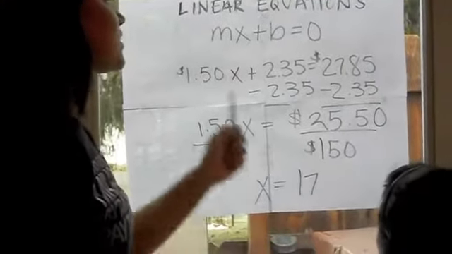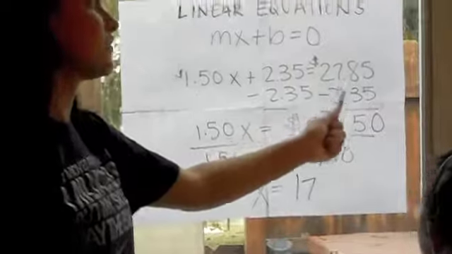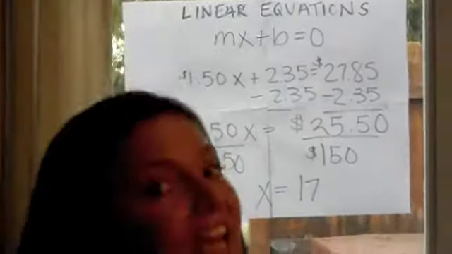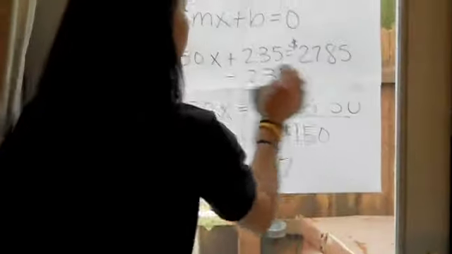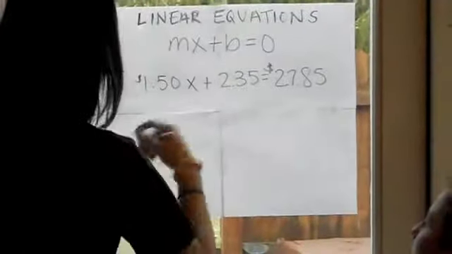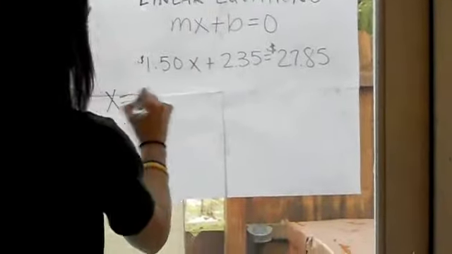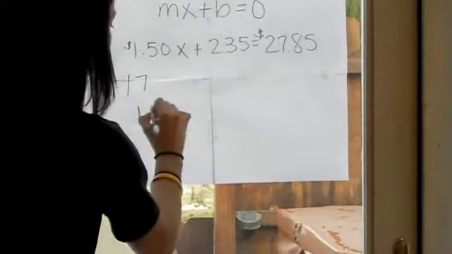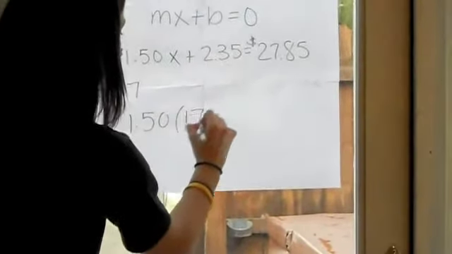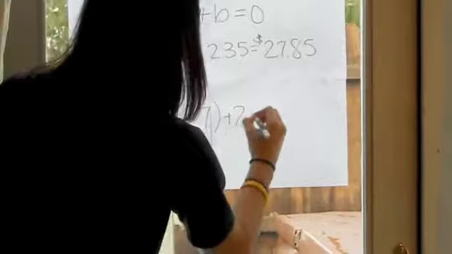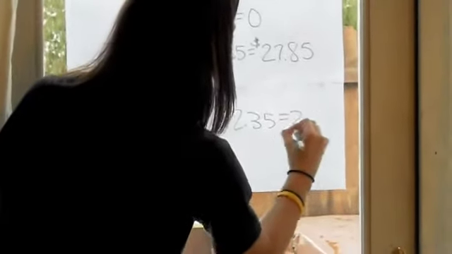Now all we have to do is plug 17 into our original equation to check to see if we get our total cab fare. $1.50 times 17 plus $2.35 is equal to $27.85.